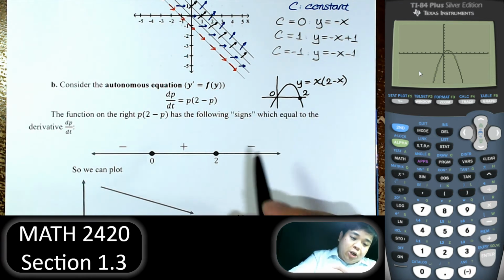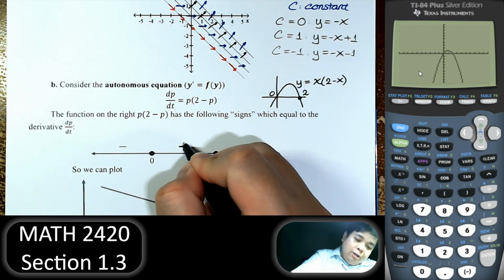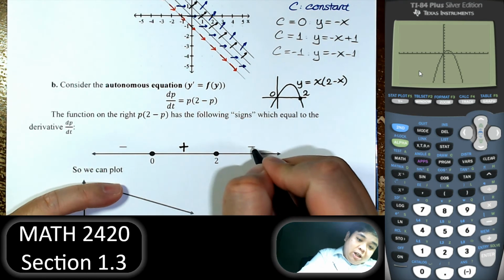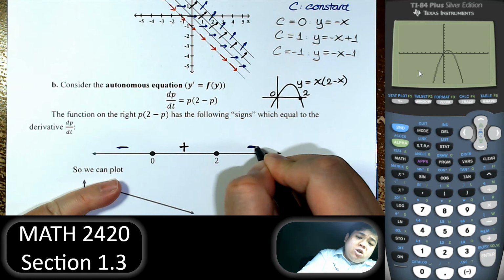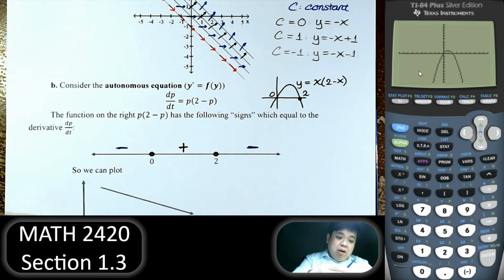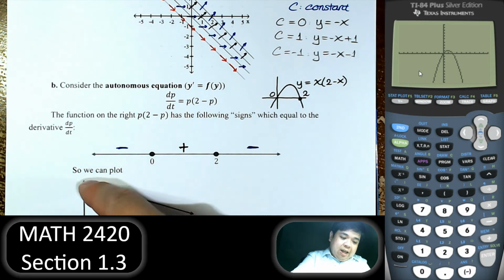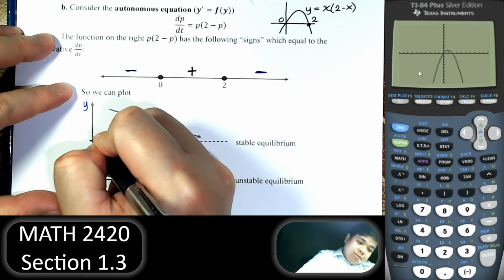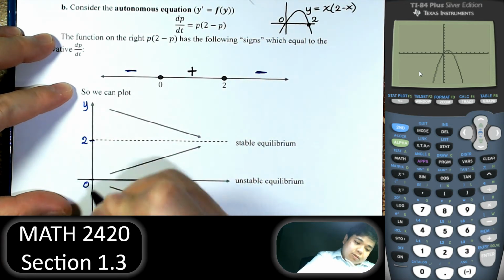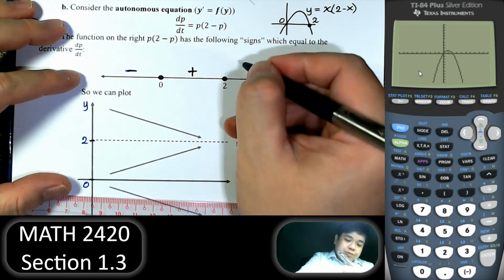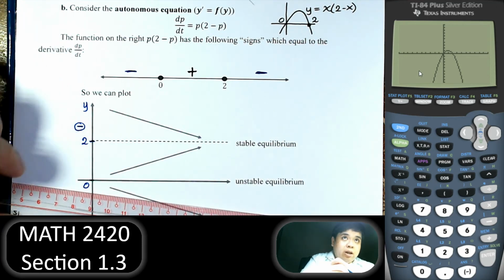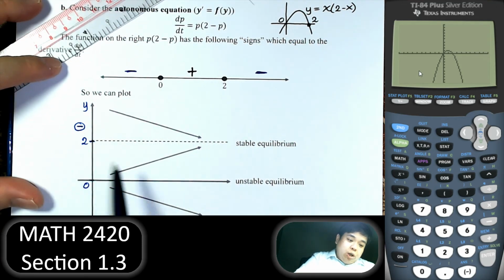So between 0 and 2 it is positive, and on the left side of 0 and right side of 2 it's below the axis, so it is negative. So in terms of the slope, if y is above 2 it is negative, so you can draw the negative slope. And now look at the y-axis. If it is above 2 we have the negative slope, so that's going down. From 0 to 2 the slope is positive.